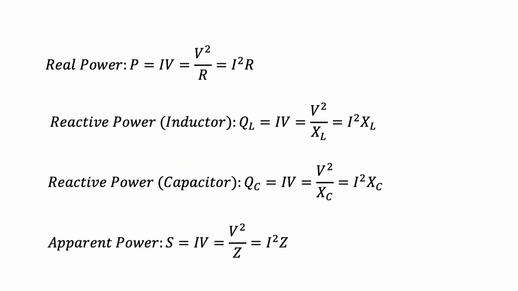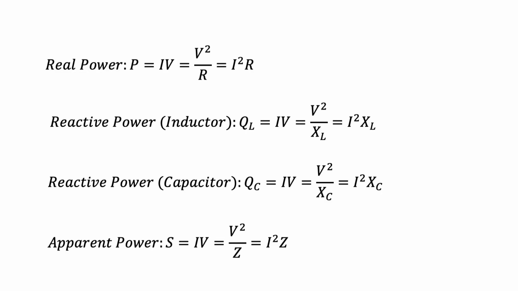We can now summarize power in AC circuits. For real power, we have the following expression. For reactive power in a pure inductor, we also have the following expression. For reactive power in a pure capacitor, we again have the following expression. Typically, the real power has units of watts, and the reactive power has units of volt amperes. There's one more type of power called the apparent power, which combines both the real and reactive powers.